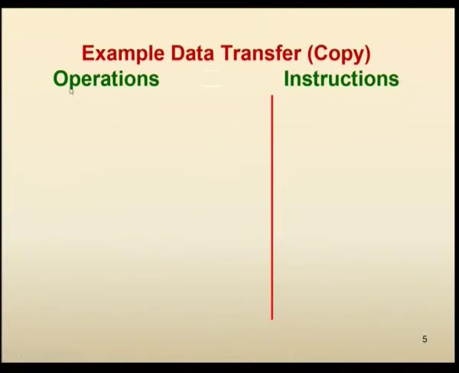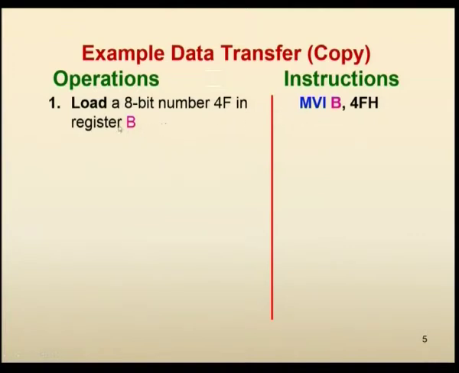Operation and then instruction. What operation do you want to do? You want to load an 8-bit number, for example, let us take 4F, a binary number represented in hexadecimal form, in register B. You have to put this number in register B. So, what is the instruction? The instruction for doing this operation is MVI B comma 4FH. MVI is the shorthand form of move immediate.